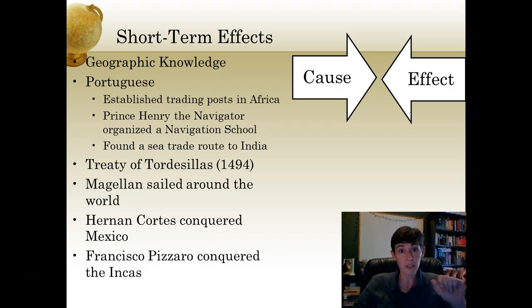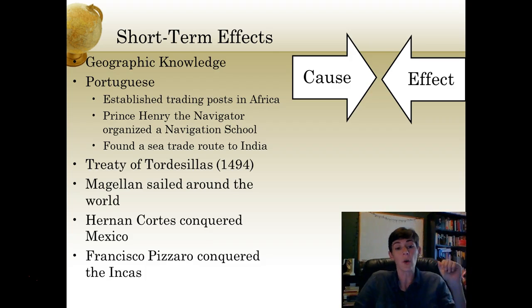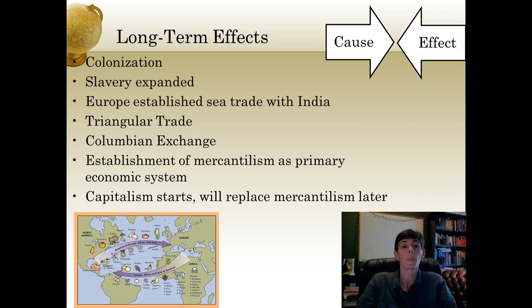We have the Treaty of Tordesillas in 1494. We have Magellan sailing around the world, the first person to do that. This is what makes him important, in case you were wondering. Hernan Cortez conquers Mexico, which happens in about 1519 or so. And then Francisco Pizarro conquers the Incas in South America, and that happens earlier.